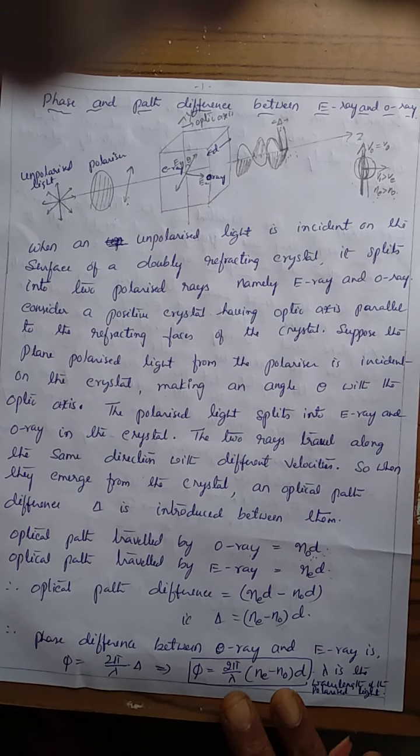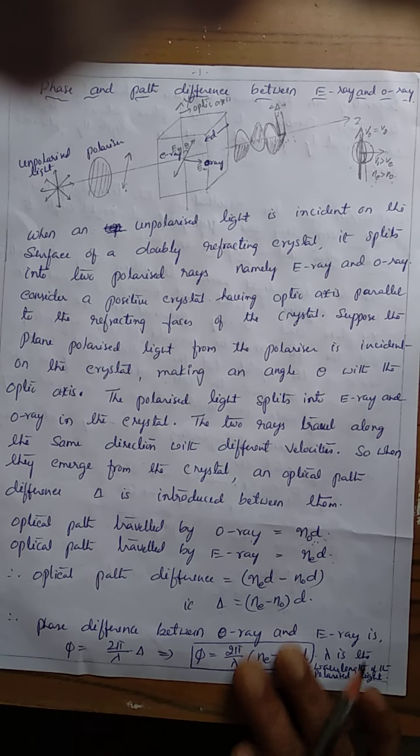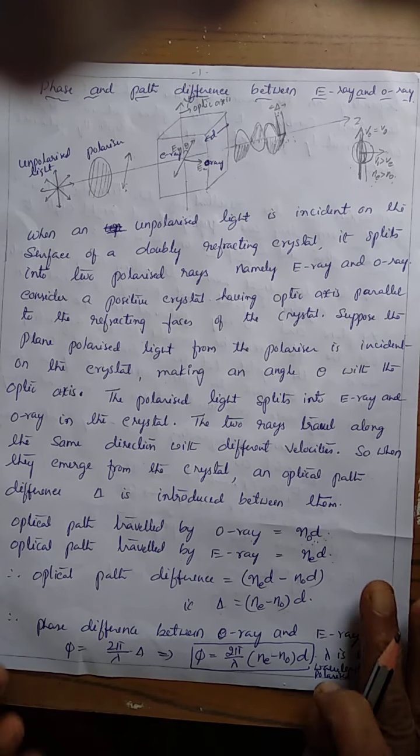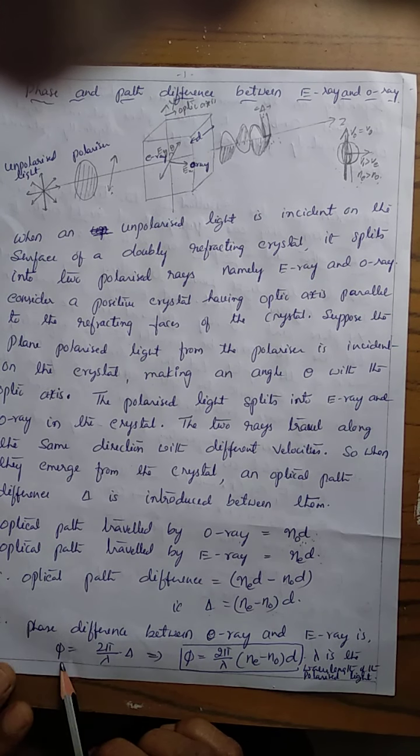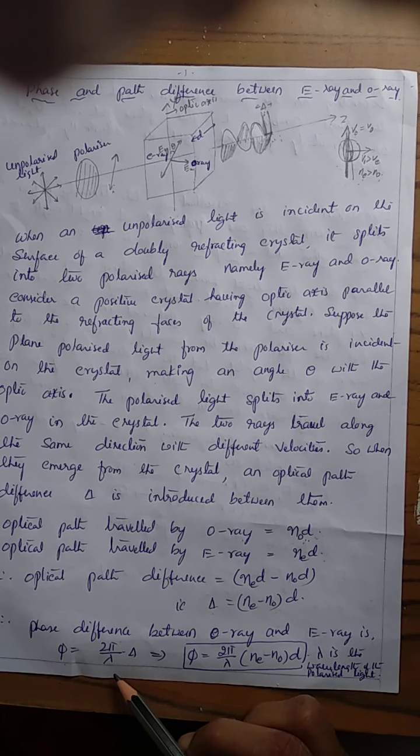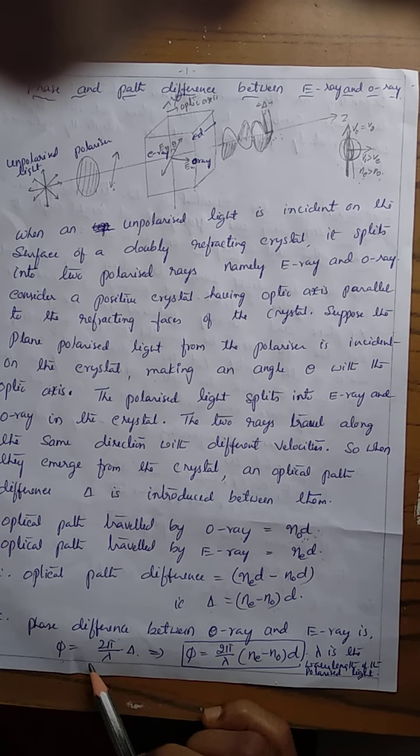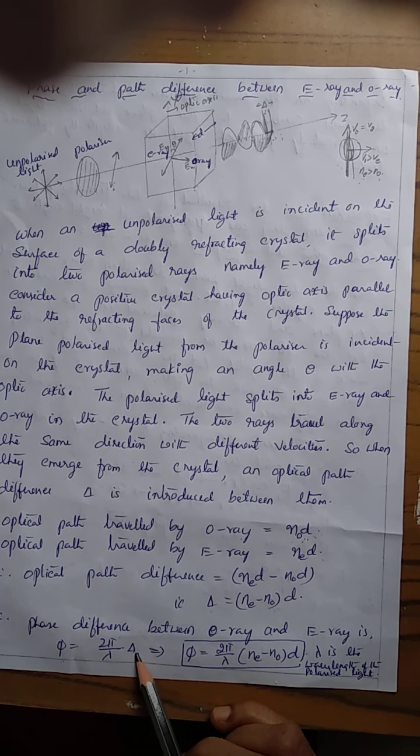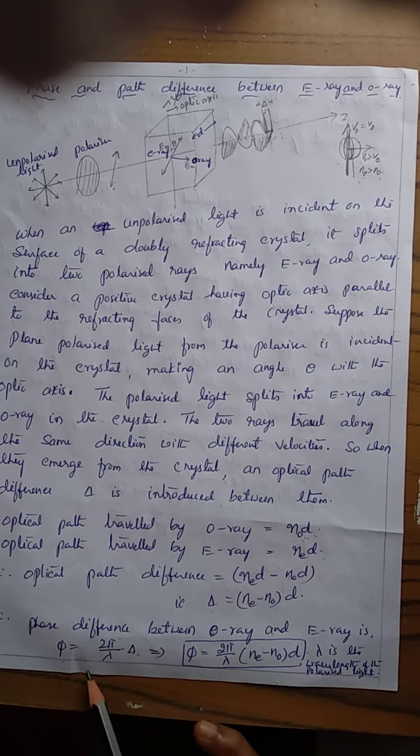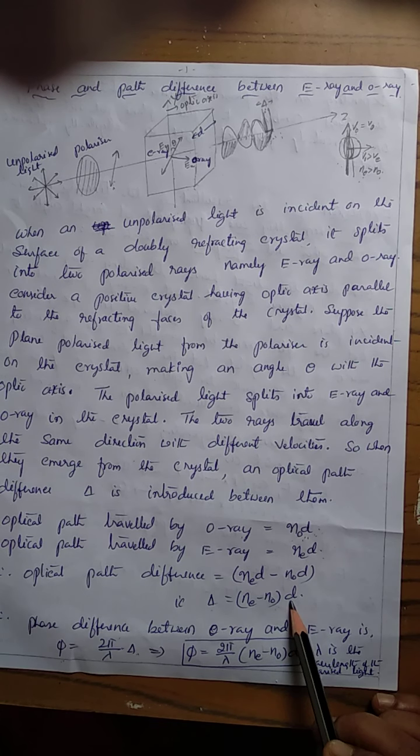So, what about the phase difference? You know the relation between phase difference and path difference. Phase difference phi is always given by 2 pi by lambda into delta. The phase difference is 2 pi by lambda times the path difference. If you use this here, phi becomes 2 pi by lambda into delta, that is, (NE minus NO) into D.